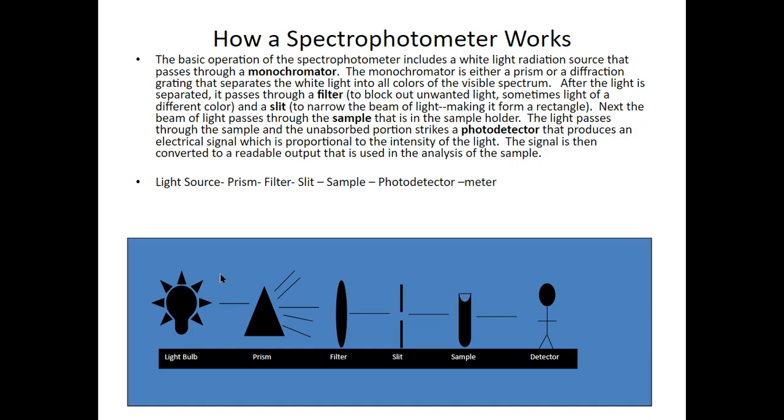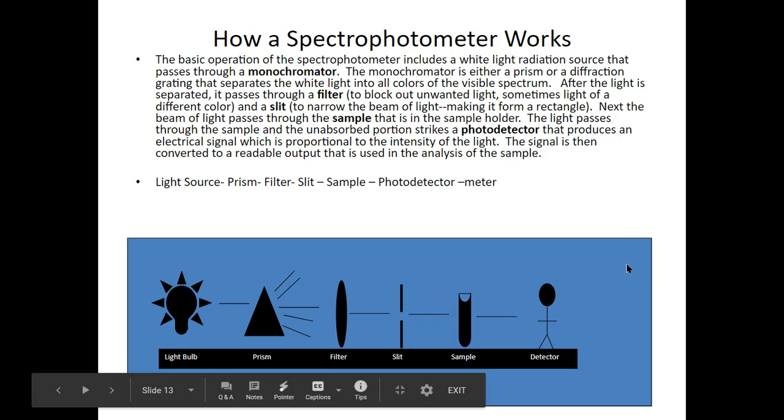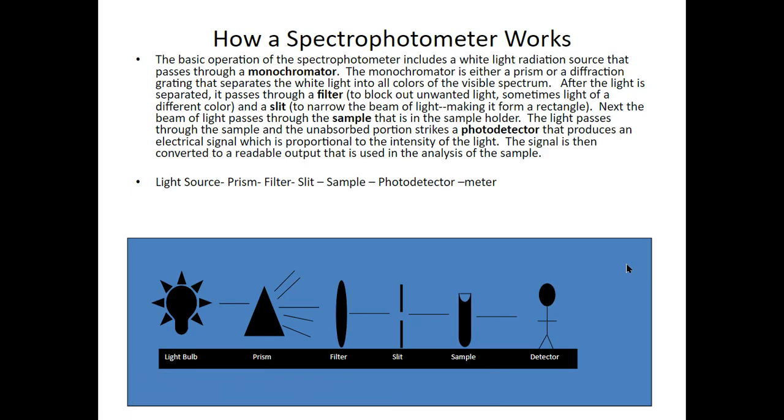A monochromator is either a prism or a diffraction grating that separates the white light into all colors of the visible spectrum. There's a cute little science fair experiment in Science Buddies where you can create this kind of thing, along with a program you use on your phone. I have a diffraction grating I bought, and you can just put that together with a light and get the whole thing going on a board. But that's the gist of it.